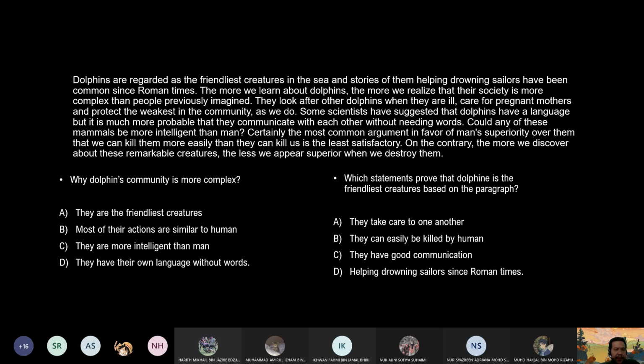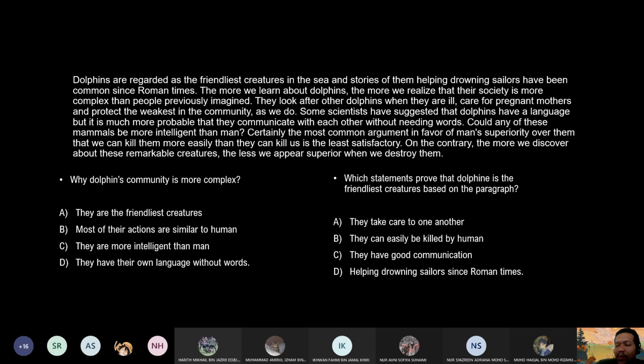Okay, you got the answer? Number 1, why is the dolphins' community more complex than other animals? D. Yes. And any objection? I would say B because most of the actions are similar to humans, even though it's not stated clearly or obviously in the text.